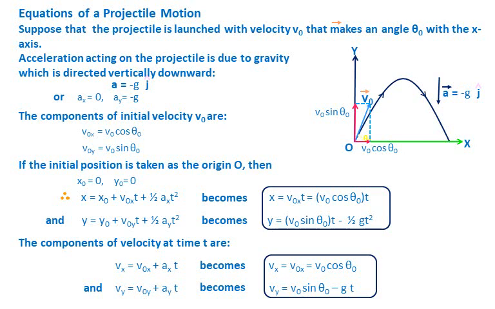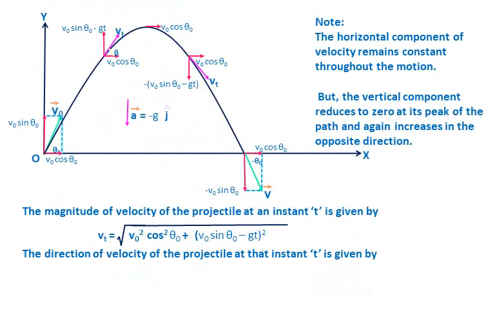So the components of the velocity along the x-axis will be simply v0 cos theta naught and along the y-axis it will be v0 sin theta naught minus gt. Now you have to note the main point: the horizontal component of velocity remains constant throughout the motion, but the vertical component reduces to 0 at the peak and again increases in the opposite direction as shown.